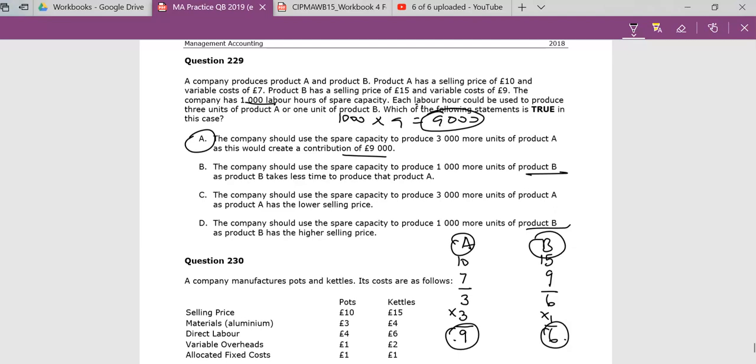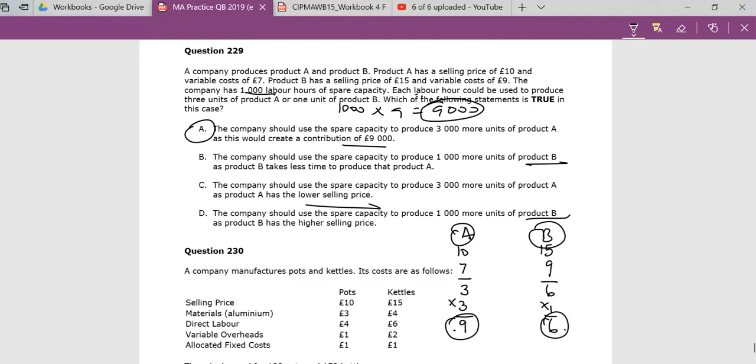The option says the company should use the spare capacity to produce 3,000 more units, as A has a lower selling price. That's not the reason why. It's not because of the selling price. It's because of the contribution. The contribution is greater per hour. That's why we're making A. So the answer there is A.